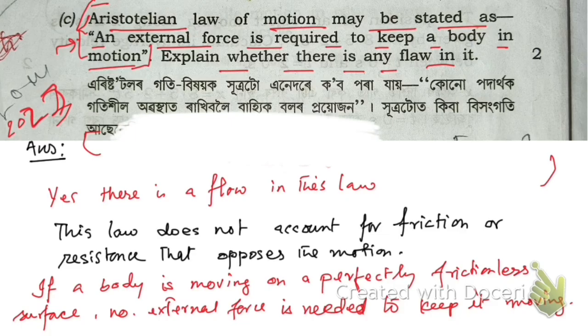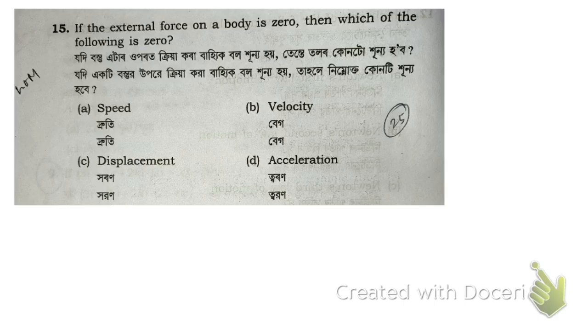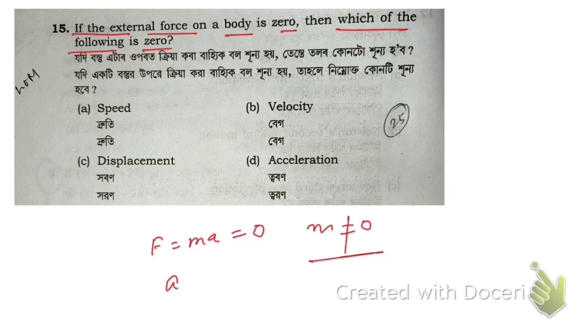So hope you have understood this. So now let me take the next question. If the external force on a body is 0, then which of the following is 0? So external force is 0, F is equal to ma. If it is equal to 0, mass cannot be equal to 0, right? So that's why only acceleration can be 0 here. So option D is the correct option, right? This question was asked in 2025.